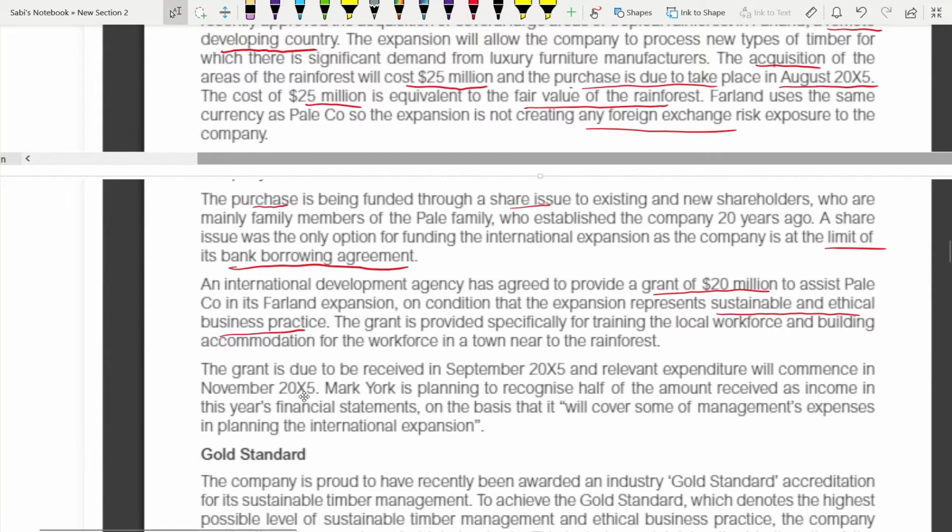The grant is provided specifically for training the local workforce and building accommodation for the workforce in a town near to the rainforest. The grant is due to be received when? September 2005. And the relevant expenditure will commence in November 2005. Mark York is planning to recognize half of the amount received as income in this year's financial statements on the basis that it will cover some of the management's expenses in planning the international expansion. Gold standard.